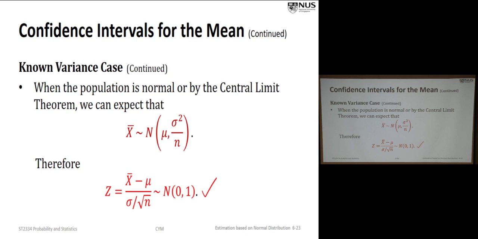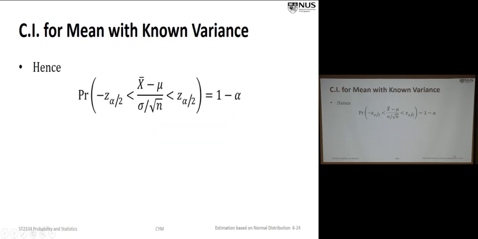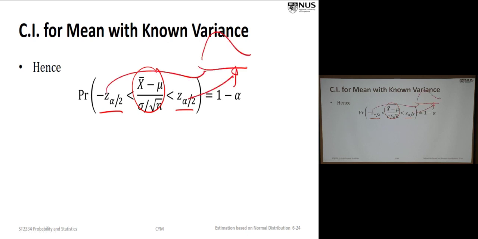So now I know the distribution of this random variable, and then I can write down this statement. This random variable is between these two values, where the area in this tail is alpha over 2, and this area is also alpha over 2, so that the middle is 1 minus alpha. Rearrange it.